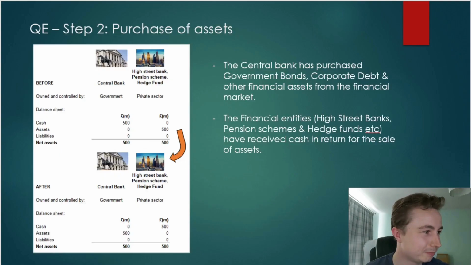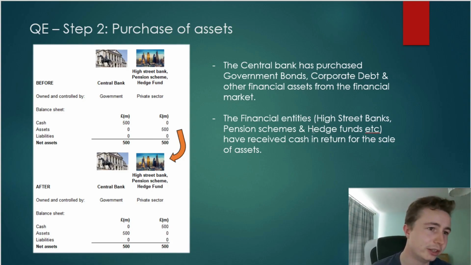From nothing, and it's flown to the private sector, to the high street banks, the pension schemes, and the hedge funds, the people that own government bonds and government treasuries. So they have now sold their government bonds and government treasuries and gone from having 500 million of assets to 500 million of cash. Fantastic.